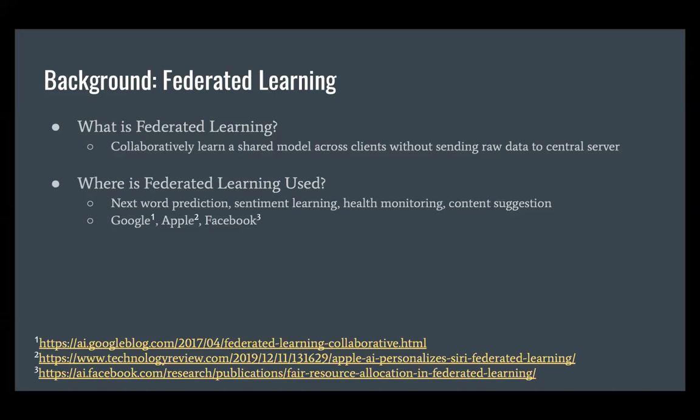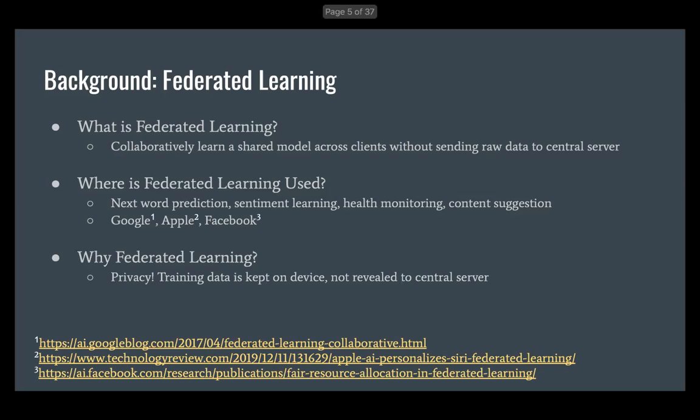Federated learning is being used by major corporations like Google, Facebook, and Apple to train models on various applications such as next word prediction, sentiment learning, health monitoring, content suggestion, and more. And privacy is one of the major advantages of federated learning. As I mentioned, in federated learning, the training data is kept on device without sharing with the server. In this case, the server has no access to the training data, and hence reduces the privacy leakage of clients' sensitive data.